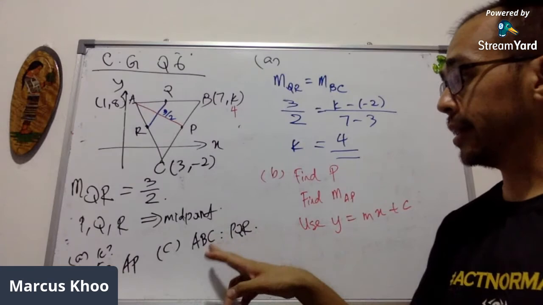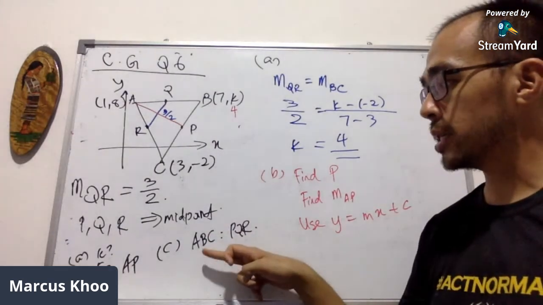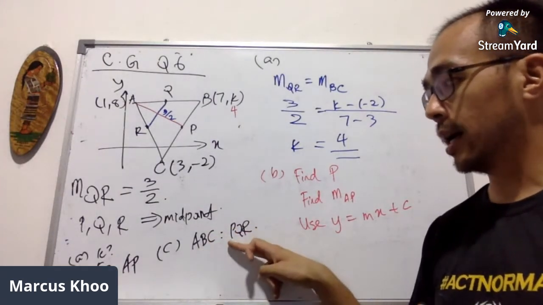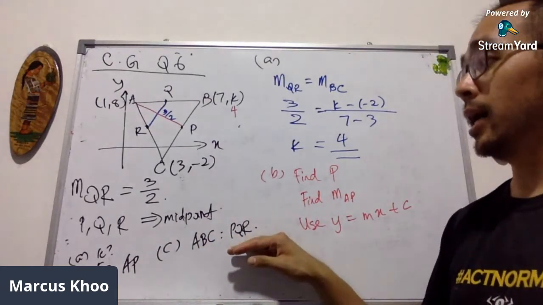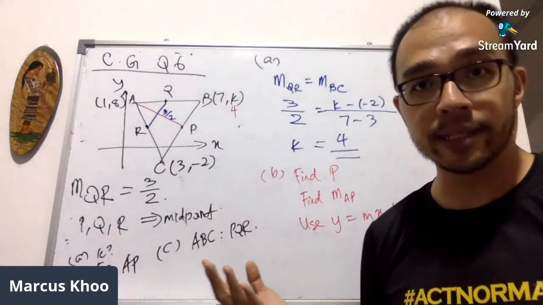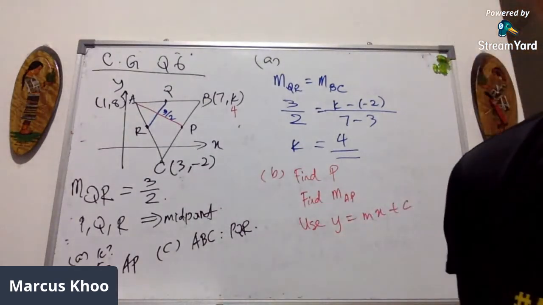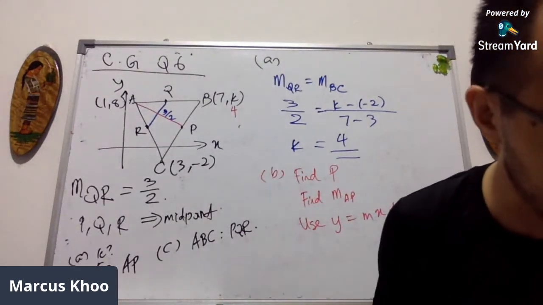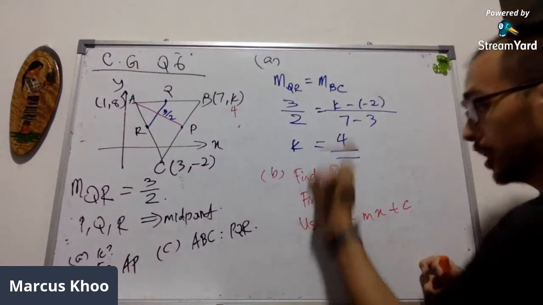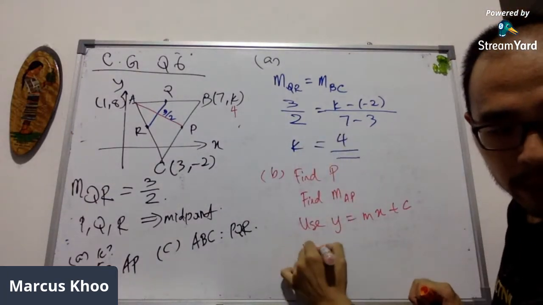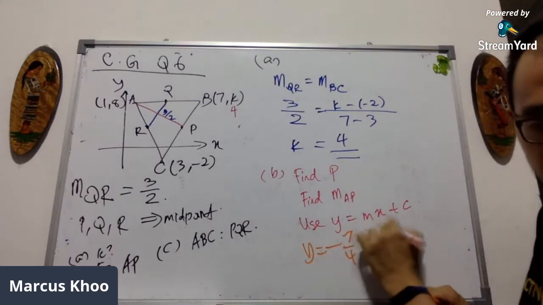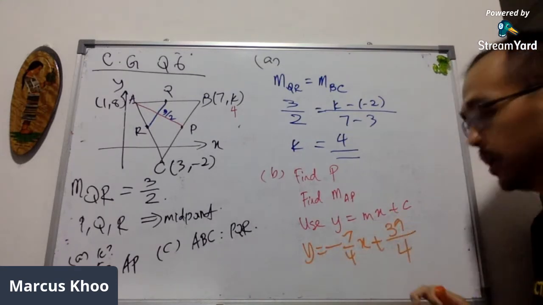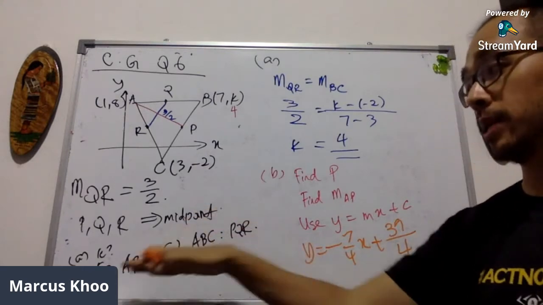Okay, and then the third question, C, the ratio of triangle ABC to triangle PQR, you have to separately count the triangles. Okay, since you're asking for the answer, the answer for B is y equals negative 7 over 4x plus 39 over 4. This is the answer for question B.